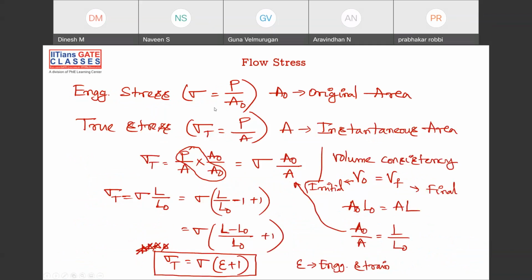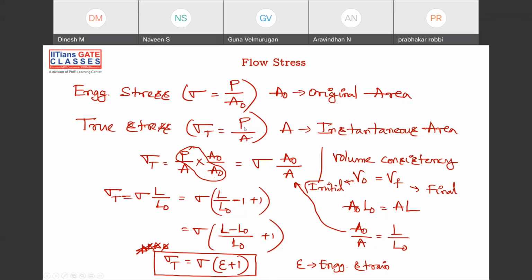I have already mentioned that the engineering stress is sigma equal to P by A naught, where A naught is the original cross-sectional area. And true stress is nothing but P by A, where A is the instantaneous area. I also told you that sigma T is equal to engineering stress into engineering strain plus 1, but I didn't show the derivation. So this is how the derivation goes.